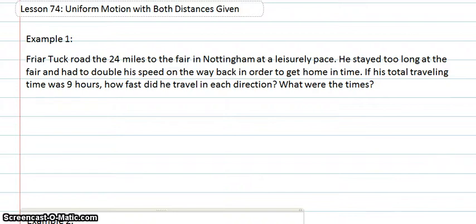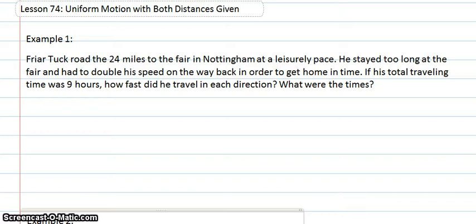In the first example, we have Friar Tuck, who rode the 24 miles to the fair in Nottingham at a leisurely pace. He stayed too long at the fair and had to double his speed on the way back in order to get home in time. If his total traveling time was 9 hours, how fast did he travel in each direction, and what were the times? Okay, so we're finding all 4 variables, both of the rates and both of the times.